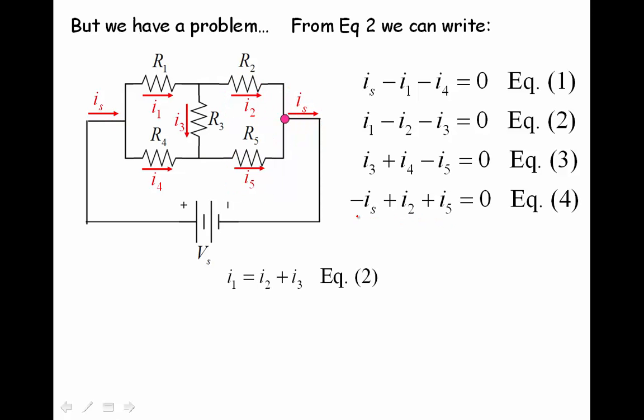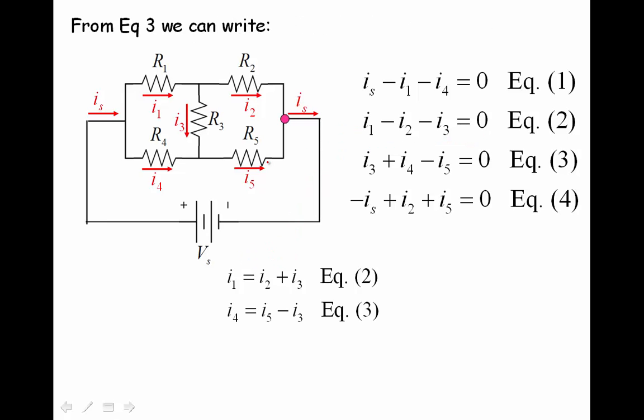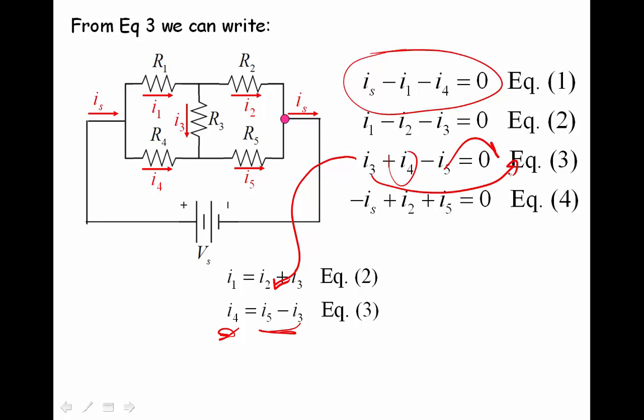But we have a problem, and I'll show it to you right now. First of all, let's just solve for I1 in this equation to illustrate what the problem is. So I1 is going to equal I2 plus I3. This is rewriting equation 2. Rewriting equation 3, we end up with I4. I'm solving for I4 because I'm going to plug them back into equation 1. So I4 is equal to I5 minus I3. So I just move that to this side, subtract that from this side, and I get this equation.